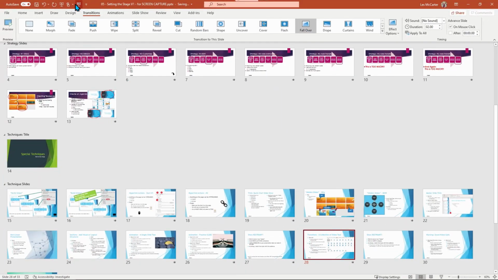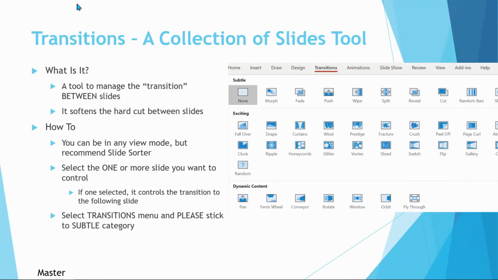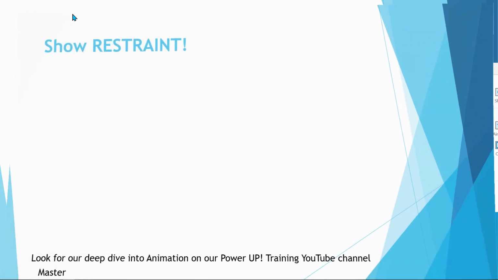I'm going to go with one of the over-the-top choices here. Let's test fall over. We'll go up and do a presentation preview. And sure enough, bingo, there it falls down. Like I say, it's a little over the top, but you can see what the transition is as you go between slides.